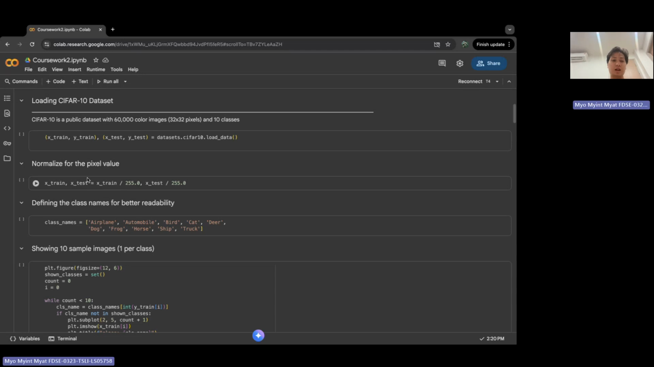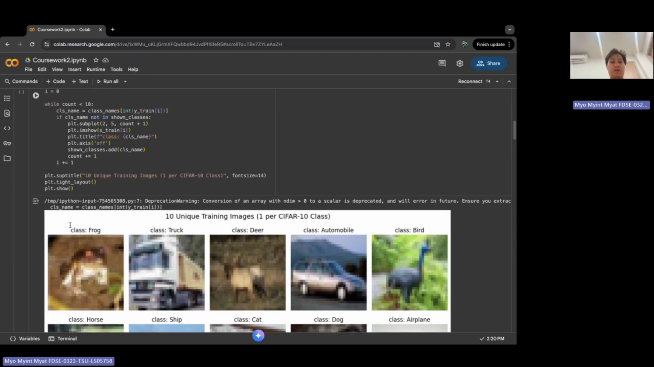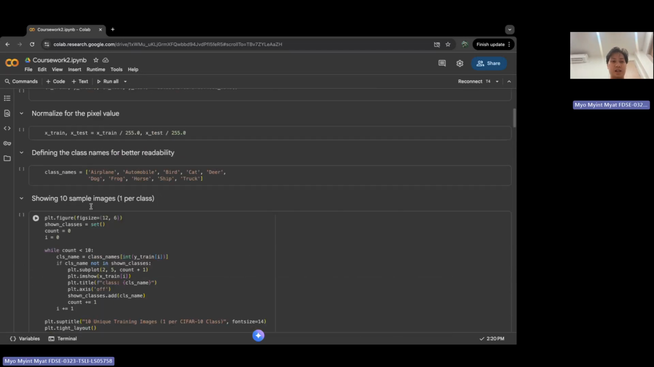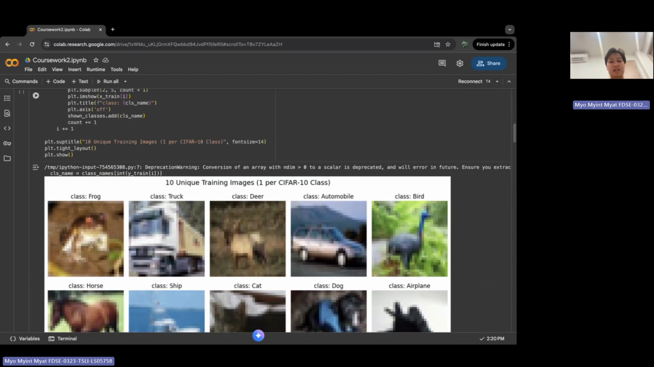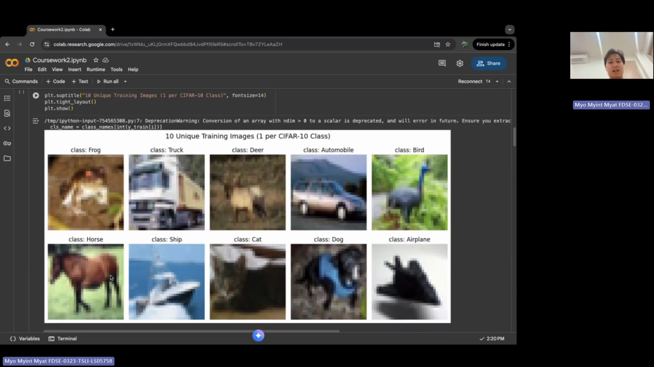So before training, here I also display one sample image from each of the classes for both the training and testing sets. I thought that can help verify that the dataset was loaded correctly and that the classes are evenly distributed. It also gave a visual confirmation that the images are relatively small in size, which explains why convolutional neural networks are a good architectural choice for this dataset.